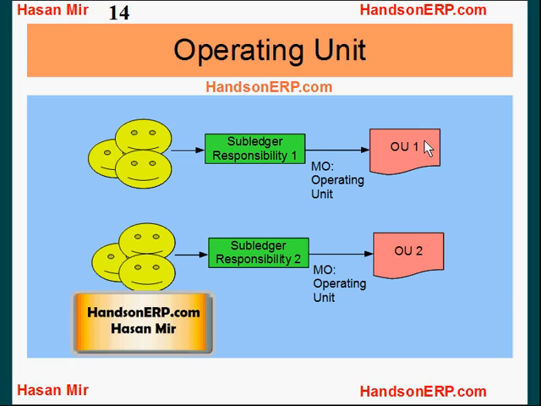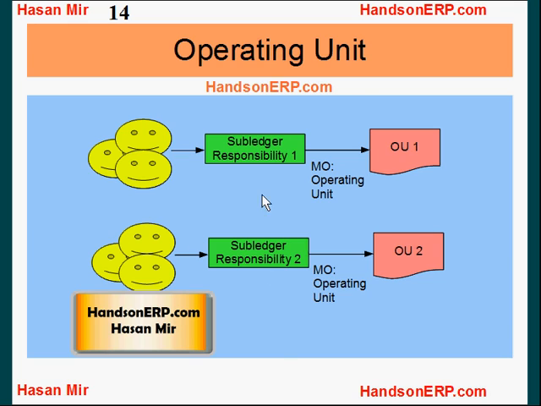And how do you do that? We have a similar profile option just like how you saw in the case of ledgers, and this is called MO operating unit. MO stands for multiple organizations. And using this profile option, you marry your responsibility to certain operating units. Then whoever is connected to the responsibility will see the data in that operating unit.